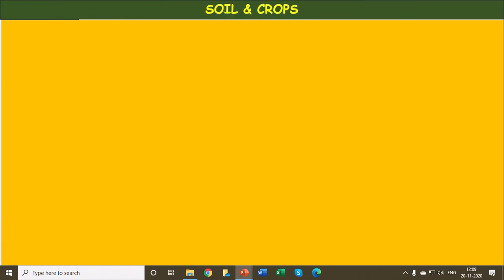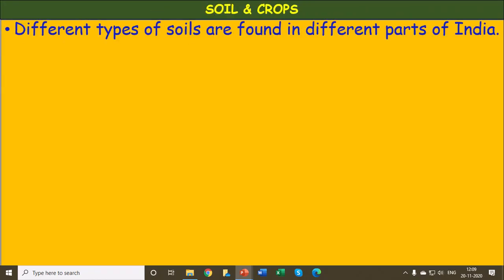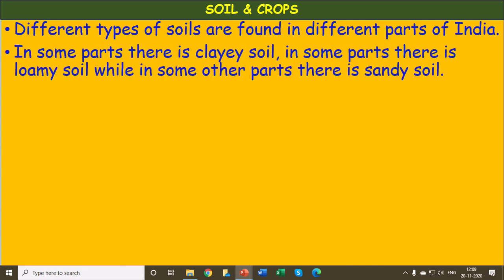Let us proceed. So now after studying composition, absorption and percolation, these are the properties of the soil. Now the part of the lesson which is useful for us, that is soil and crops. The different types of soils are found in different parts of India. The soils are geographically distributed, isn't it? In some places there is a clayey soil, in some parts there is a loamy soil, while in some other parts there is a sandy soil.